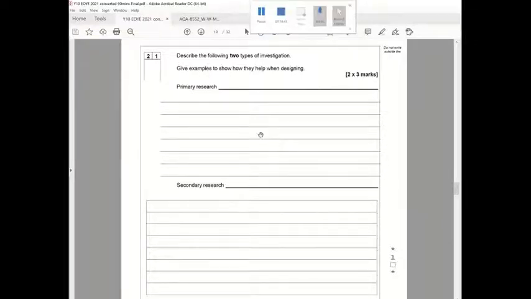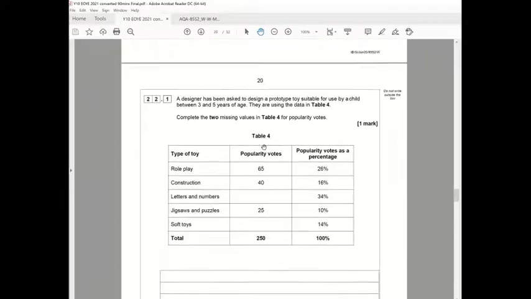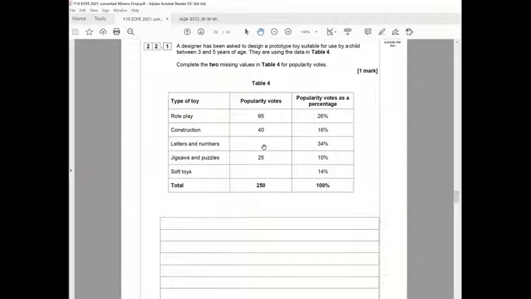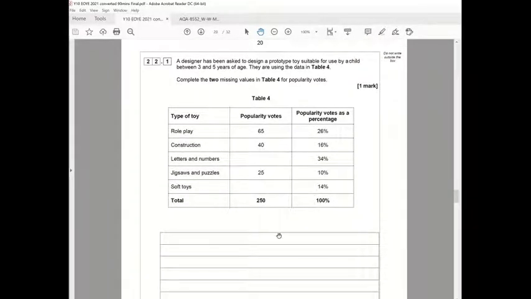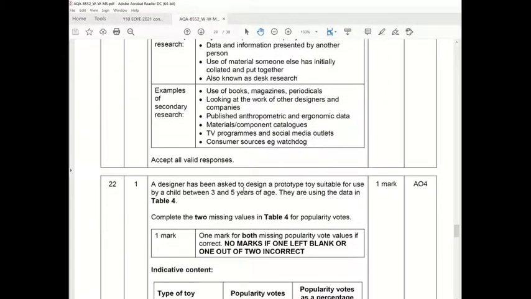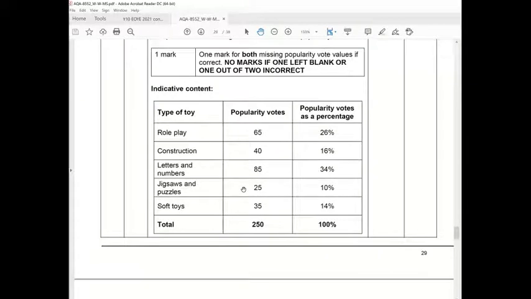Right. And we are moving to 22, which, to be honest with you, I didn't really look at. I just looked at the answers, and I think everyone got it right. Wasn't it 35 and 85 or something?